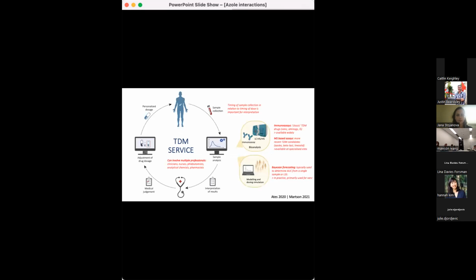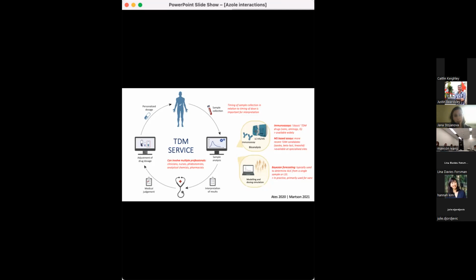We start by collecting a drug sample from the patient. Typically, this is a trough concentration immediately before the next dose is due. The timing of this is really important for interpretation of the result, and poor timing is a major challenge in conducting TDM well. Drugs are measured by two predominant methods, either immunoassay, and this is common for the classic TDM drugs such as vancomycin, aminoglycosides, and immunosuppressants.